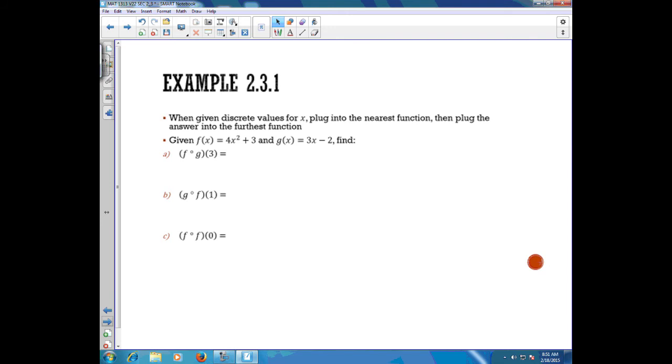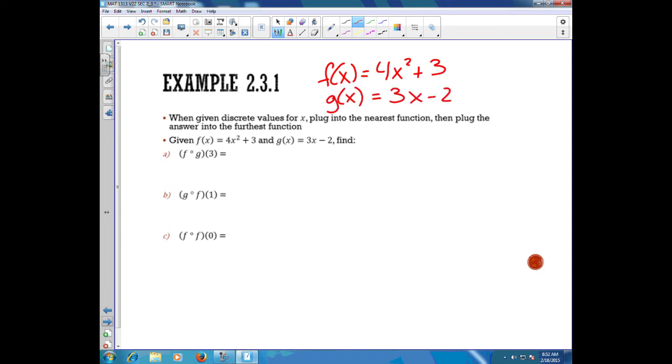When you're given discrete values for x, so when you're given a number for x, plug x into the nearest function and then take your answer and plug it into the one furthest away. So we're given two functions, f of x is 4x squared plus 3, and g of x is 3x minus 2. And we want to find f of g of 3. So we need to plug 3 into g, and then we're going to take that answer and plug it into f.